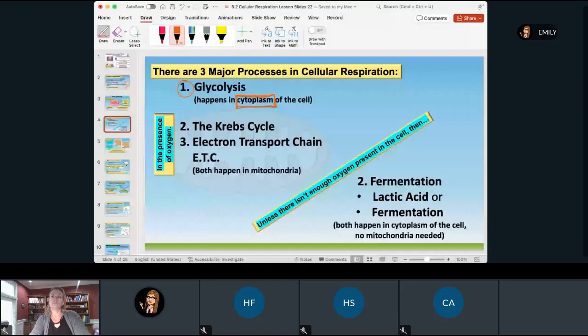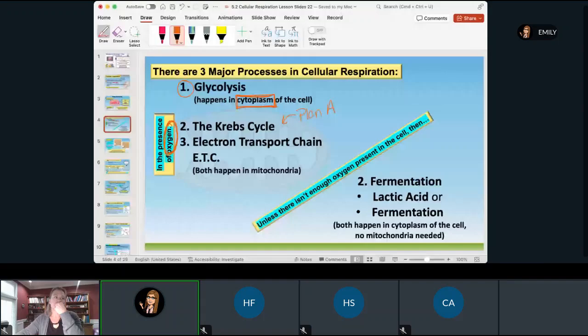And after glycolysis, two different things could happen. Well, technically three different things, but we either have plan A, which is in a perfect world when you have lots of oxygen. So this happens when there's lots of oxygen to go around. And when there's lots of oxygen, we're going to go through plan A. And plan A is going to take us through the Krebs cycle and the electron transport chain, or the ETC.